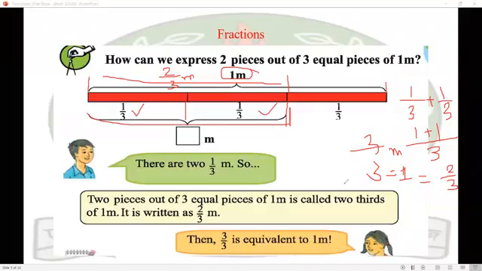That means for 3 by 3, the whole length of the string. In this way we can express the length of something. So in the blank portion we have to write 2 by 3 meter, the length of the two pieces out of 3 equal pieces.